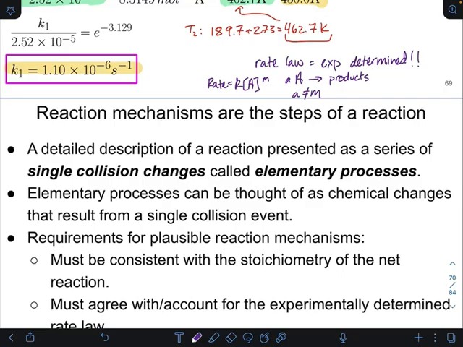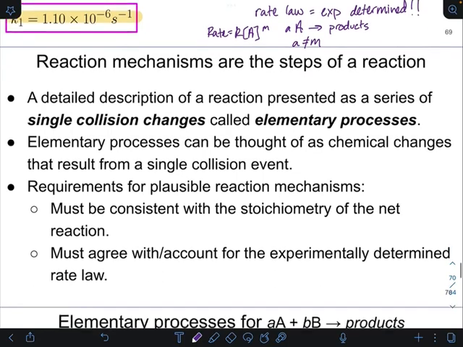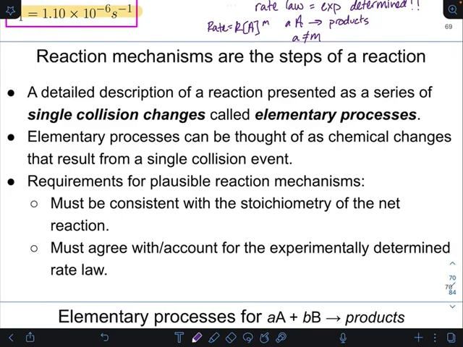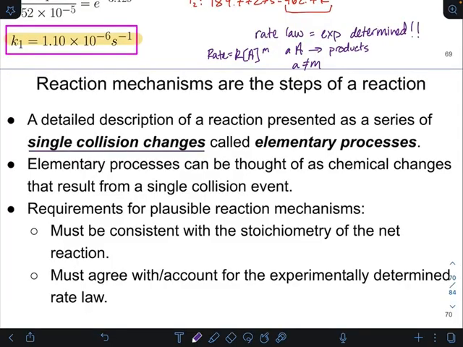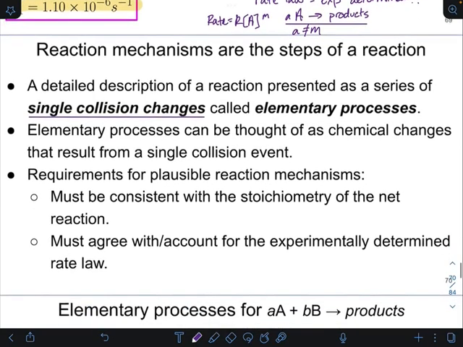So if you have a reaction mechanism, which are the individual steps of a reaction broken down into single collision changes. Before we were talking about a reaction that could have a bunch of collisions, a bunch of steps, a bunch of intermediates. Here we are talking about single collision changes. These are called elementary processes. And these have different rules.